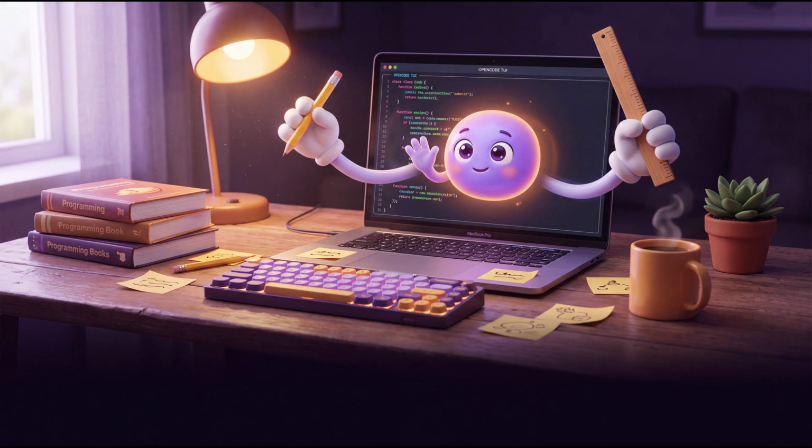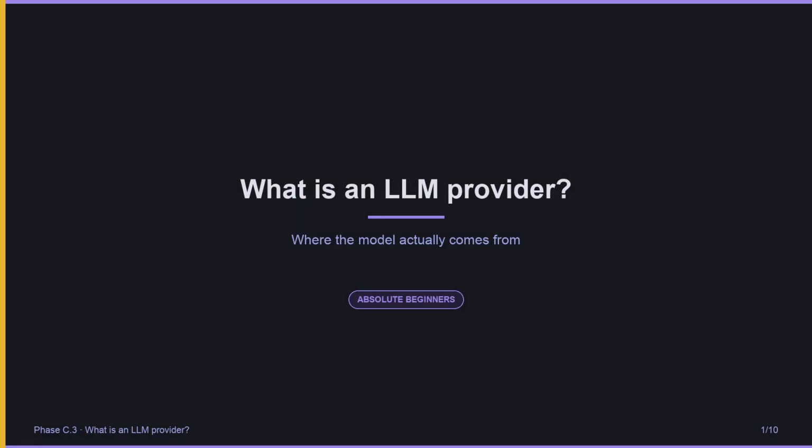Last lesson, quitting and resuming. Today, where the model actually comes from, LLM providers. By the end of this lesson, you'll understand what an LLM provider is, why OpenCode needs one, and what your options are. We won't connect one yet, that's next lesson. Today is about understanding the category.